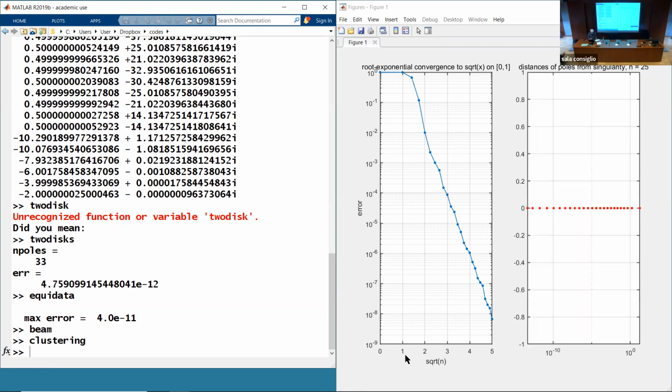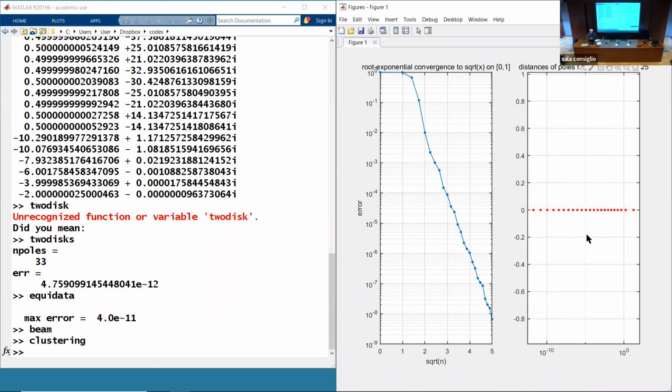If I press return, you see these red dots are the poles of the approximant. More precisely, it's the degree 20 approximation to the square root of x on [0, 1]. The poles are on the negative real axis. And these are the distances of those poles to the origin. You can see they're spaced out exponentially. And that exponential clustering is what makes rational functions so powerful. It's also why you have to use the barycentric representation rather than P over Q.